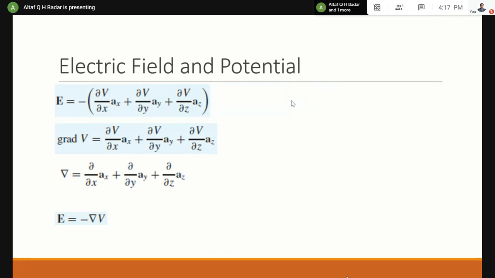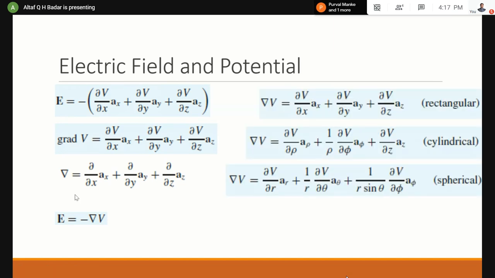I'm sorry, this is what it was there earlier also, which I just told you. So E is equal to minus grad V. Here it is given. So this is how electric field potential is derived. And these are its representations in Cartesian, cylindrical and spherical coordinates. Again, here you need to remember. So basically, if you remember the value of del, then divergence can also be learned, and then you can learn the gradient also. Okay.